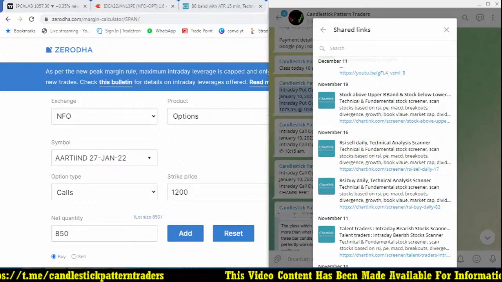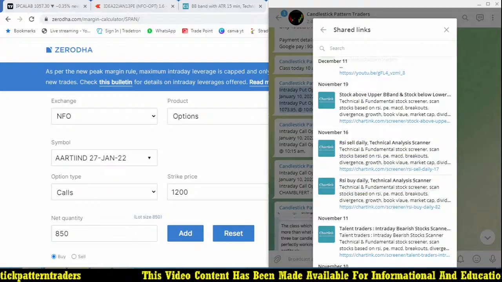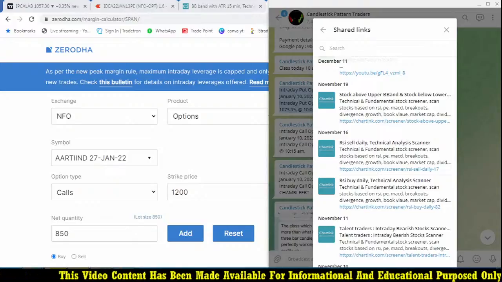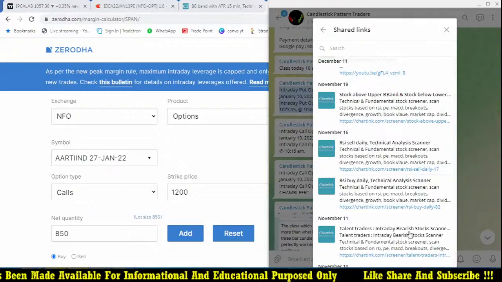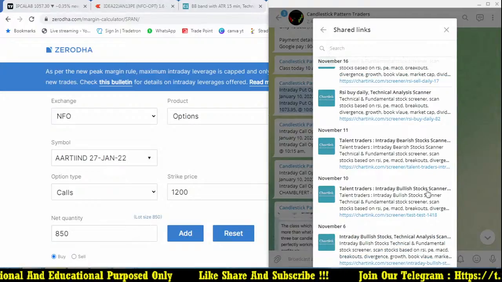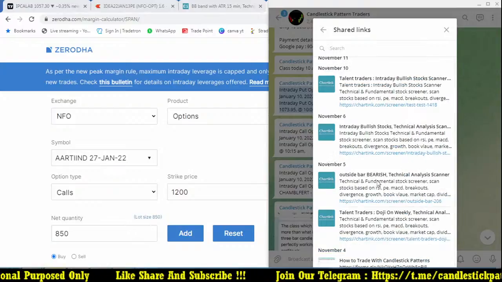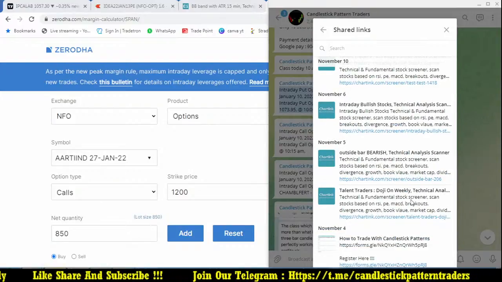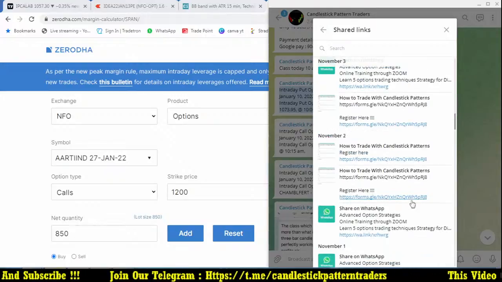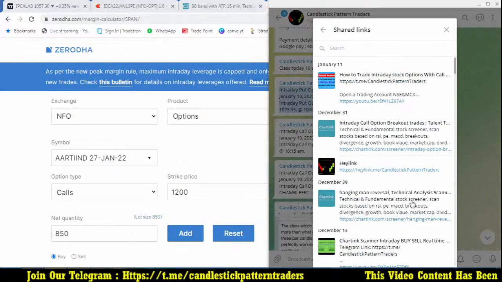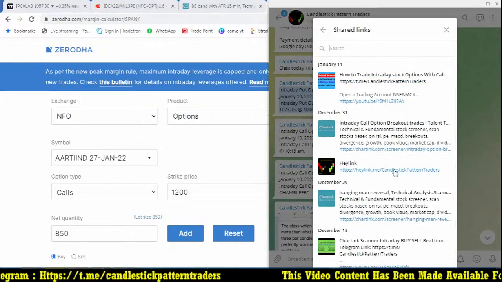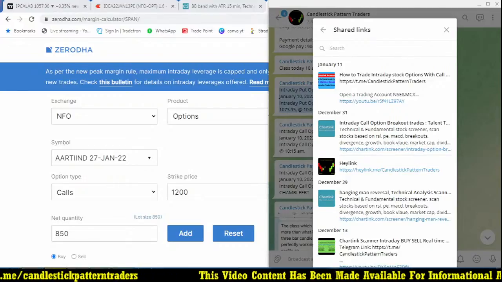I hope you get your answer for your question. How to get the scanner? Here it is updated free of cost. Here is the free intraday bearish scanner, intraday bullish stock, outside bearish, doji weekly. Some link I provided there. Yes, this link. Through this link you will get all my scanners.